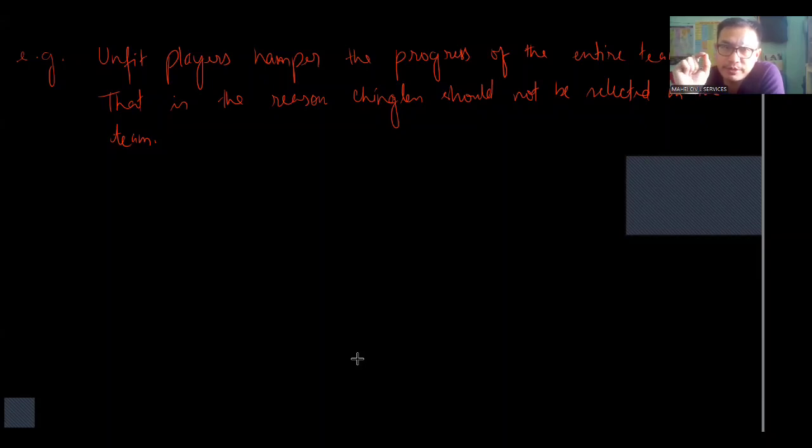The statement that unfit players hamper the progress of the entire team is completely illogical to question, because it is the given premise in the passage. The author is making a strong, direct, affirmative statement: unfit players hamper the progress of the entire team. So this is the premise, and that is the reason Chinglen should not be selected in the team.